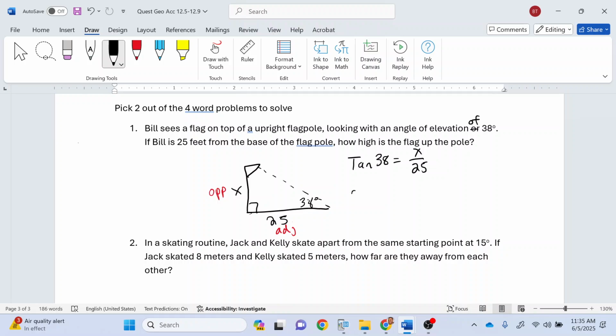So I'm going to times 25 on both sides. x over 25, right? He's 25 feet away. Oh, opposite over adjacent, TOA. Tan 38 equals x over 25. Typed it in my calculator. 25 times tan 38 is 19.5. So the flagpole is 19.5 feet tall.